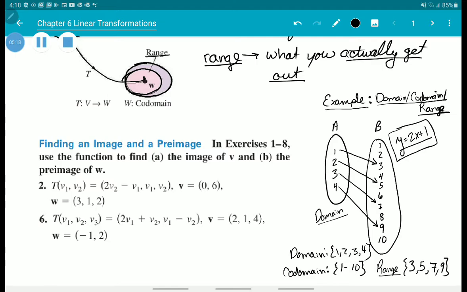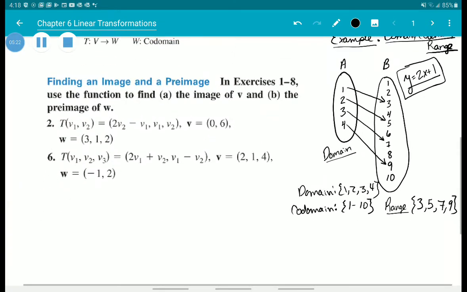So now let's talk about some other definitions. Let's talk about image and pre-image. When we talk about the image of a transformation, we're talking about what we get out when we plug these values in. So let's look at example 2.